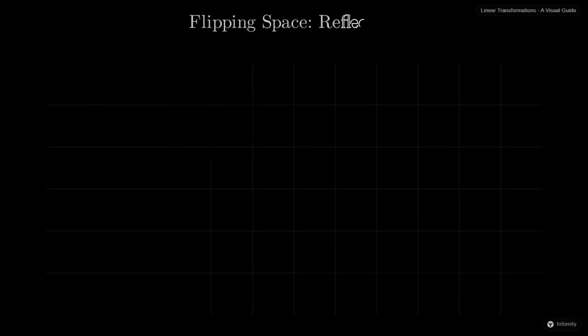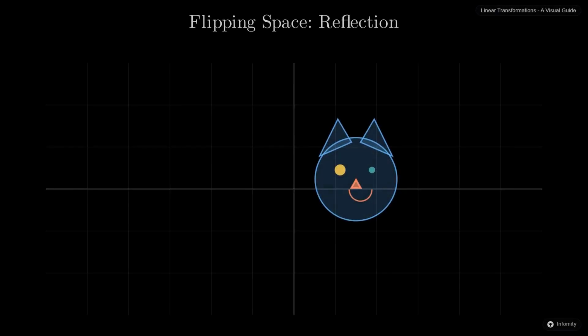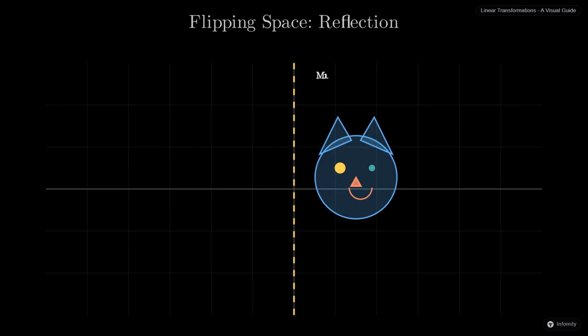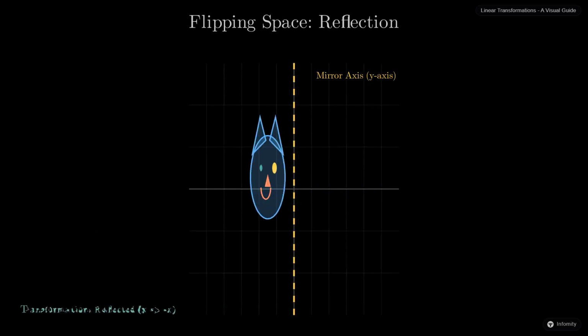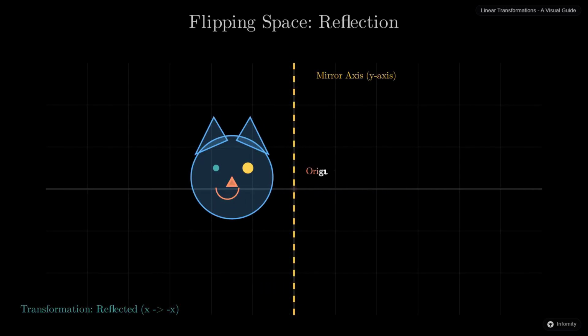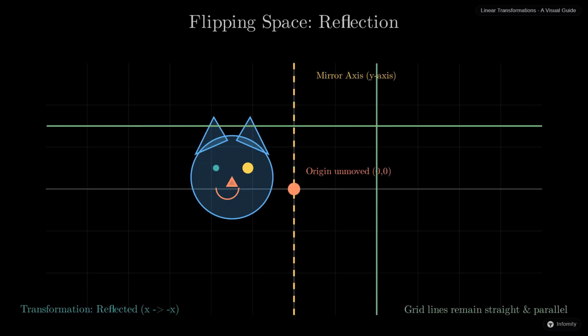There is one more fundamental transformation, reflection. Imagine lifting our rubber sheet and flipping it completely over, mirroring everything across the vertical axis. The photo is now reversed. Yet, because the grid lines are still straight and the origin never moved, reflection is perfectly linear.